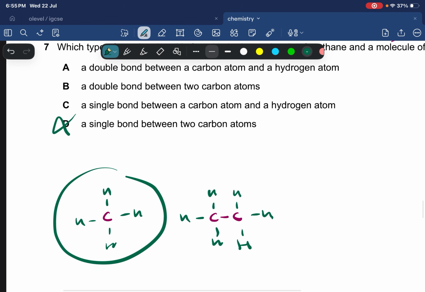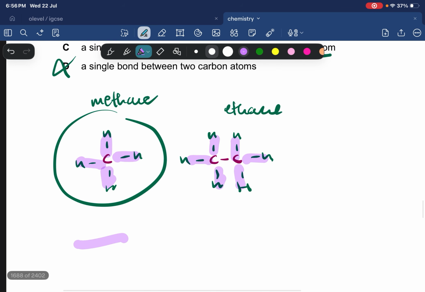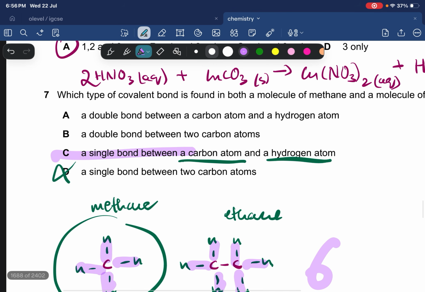Methane does not have a single bond between the 2 carbon atoms. So this is your methane and this is your ethane. A single bond between a carbon atom and a hydrogen atom. Yeah, that's correct, because look, single bond between carbon and hydrogen. There are 4 single bonds here and 6 single bonds here. So this statement seems correct.